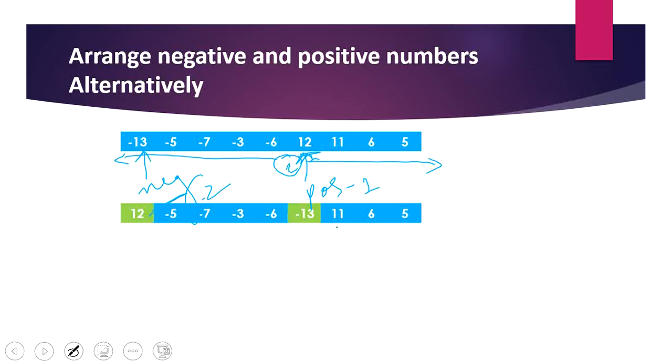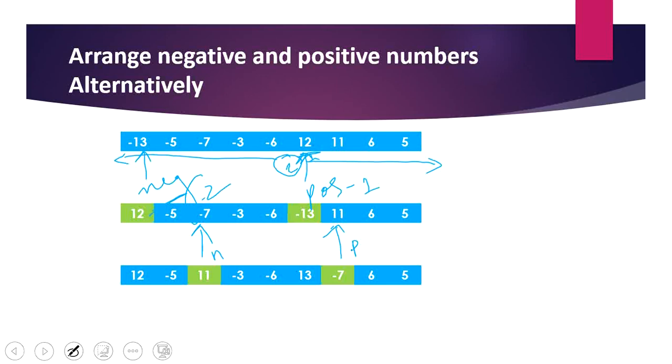So now our positive pointer moves once and the negative pointer moves twice. So the negative pointer points at minus 7, and the positive pointer at 11. So it's time to swap. Once that is swapped, again the negative pointer is going to move faster and the positive is going to move slower. So every time it moves faster and slower, it's going to swap and finally arrive at a solution that is one value positive and one value negative.